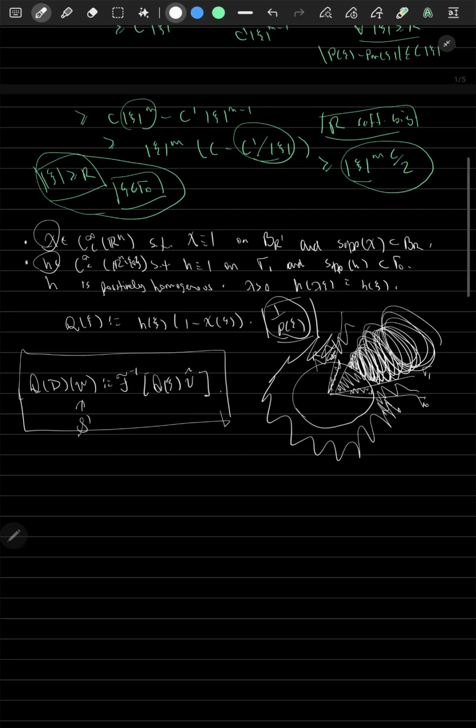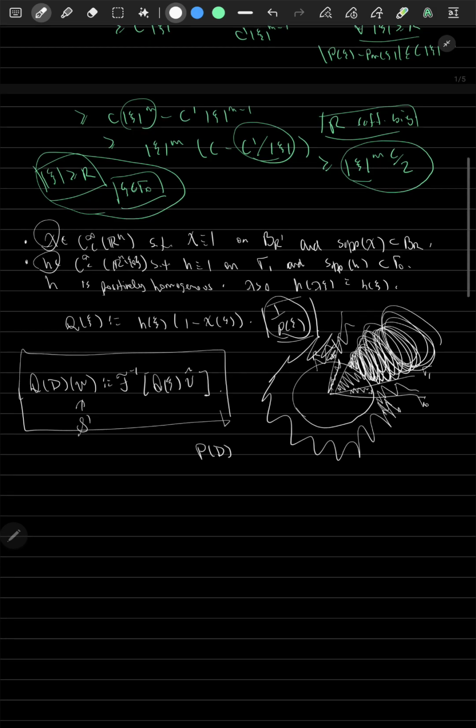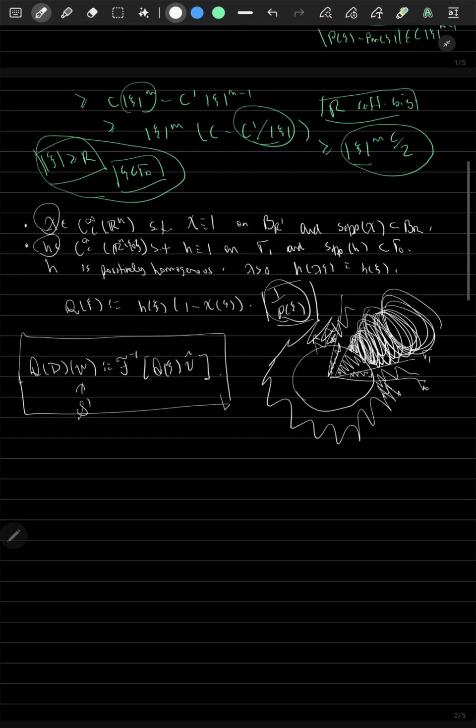Okay, it's like an attempt to invert. It would be an attempt to invert P(D), right? So if V, for example, were equal to P(D)u or something, then this would be trying to invert P(D). Okay.